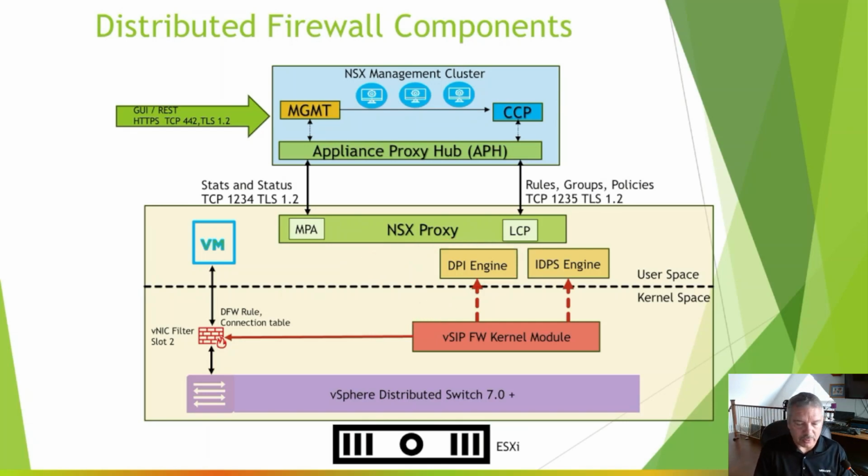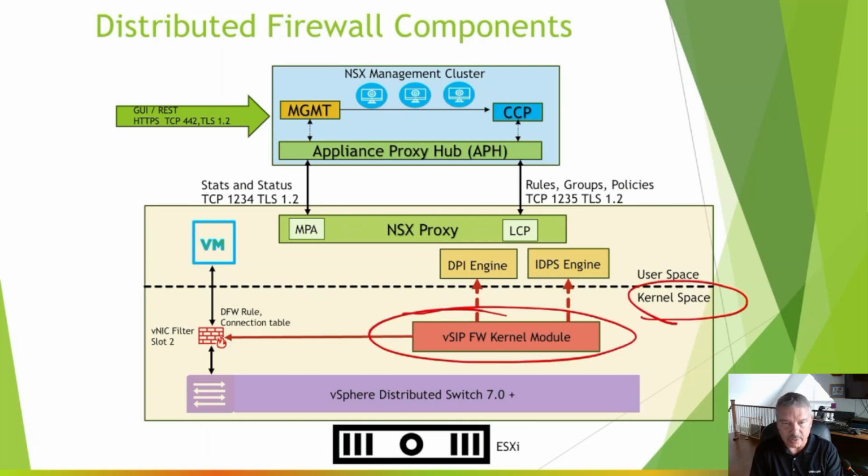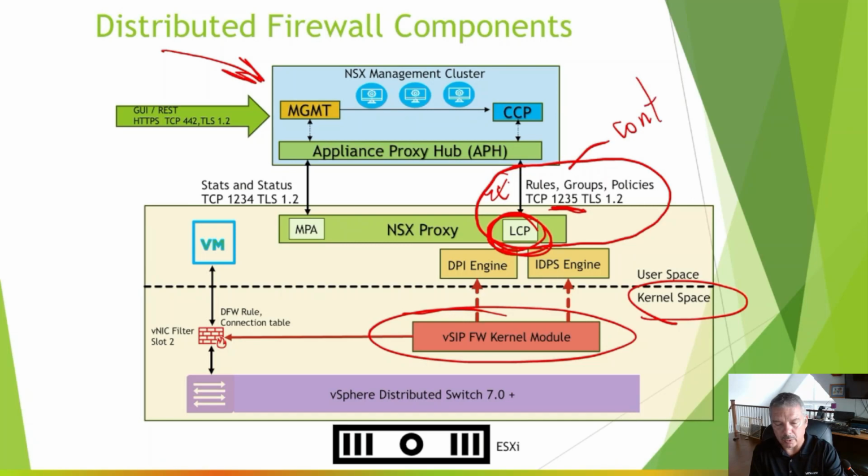Understanding these components is rather important. You'll notice that the vSIP module runs in the kernel space. So that's the distributed firewall. So a couple things here, which I've never talked about before, but we have our NSX management cluster. It talks to the control plane down on the host. This is what we call the local control plane on the host. Notice it's on port 1235. So you can think of this as control plane communication right here, control plane.